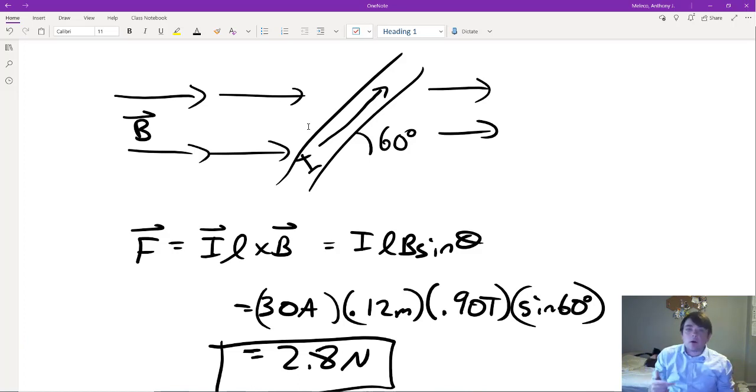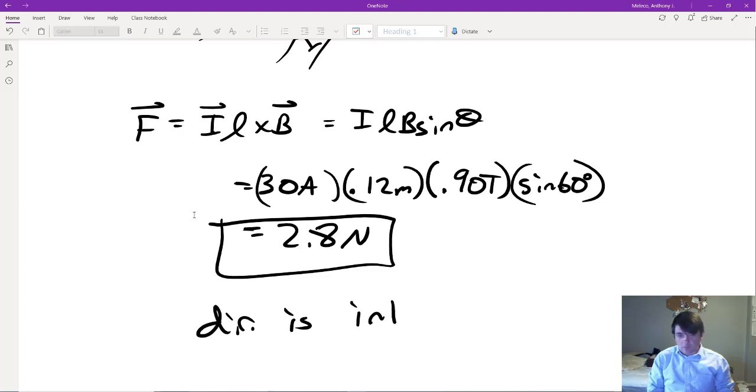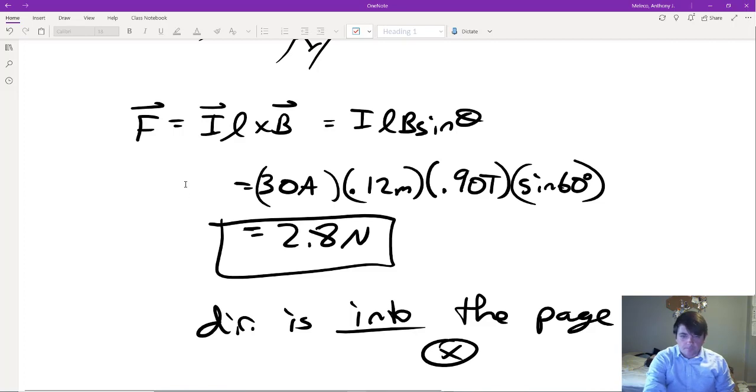And so again, try this at home. Do it with your right hand. Make sure you are trying it. And so I'm pointing diagonally. And my direction of the thumb is the direction of the force, which is into the page, okay? And so the direction is into the page. And of course, the symbol for that was the X, okay?